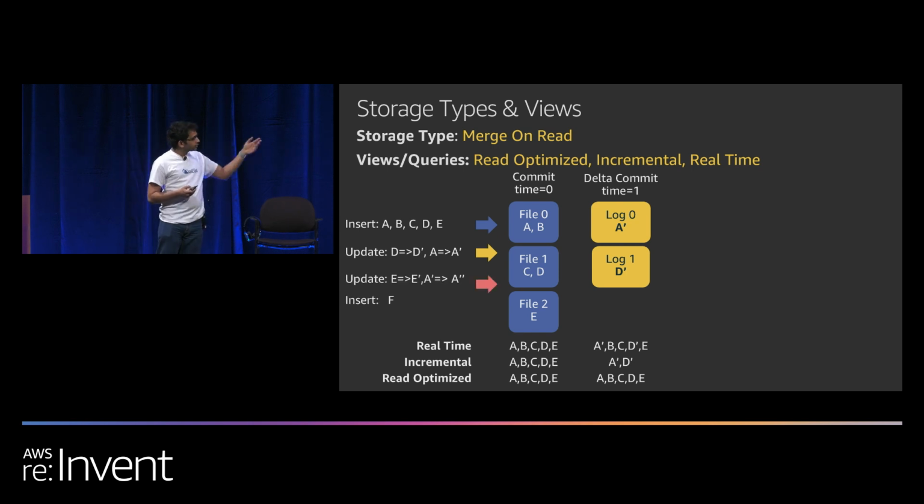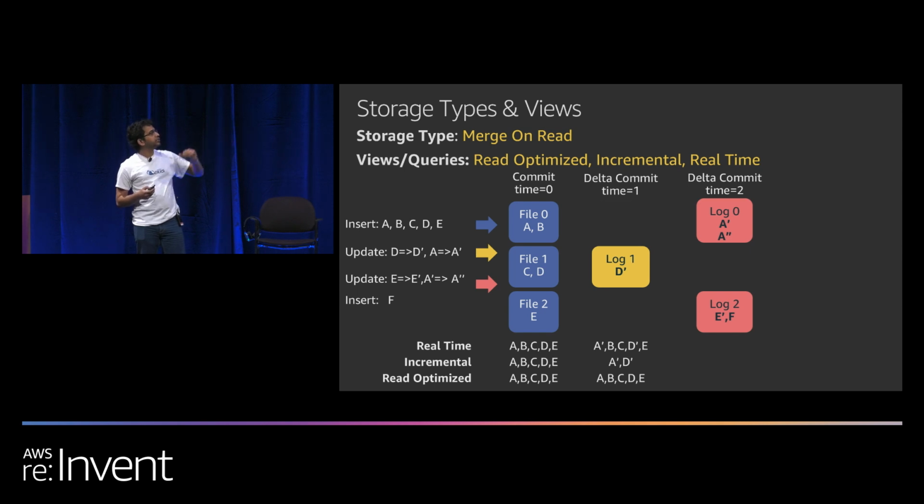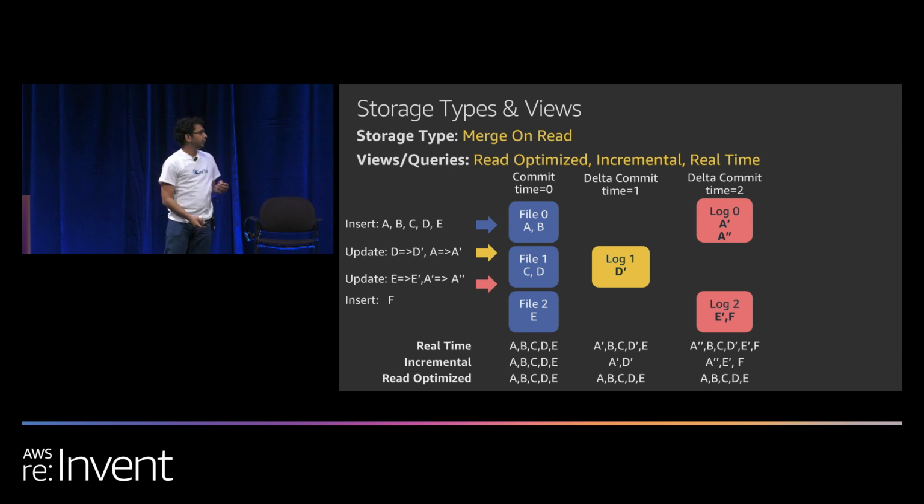So let's move along. Let's now do the upserts that we did before, E to E prime, A to A double prime, and we insert F. So we add an additional entry to log 0. It has now A double prime as well. And then we create a new log for file 2, with both E prime and F. The real-time view, again, is going to merge everything and give you A double prime, B, C, D prime, E prime, F. Incremental, again, gives you what you just wrote in, which is A double prime, E prime, F. And then read optimized view still returns what's in the files, not touching anything that you wrote in the log.